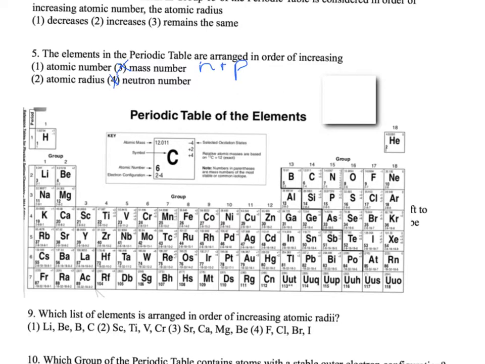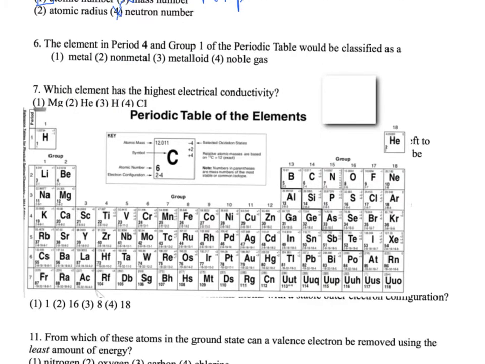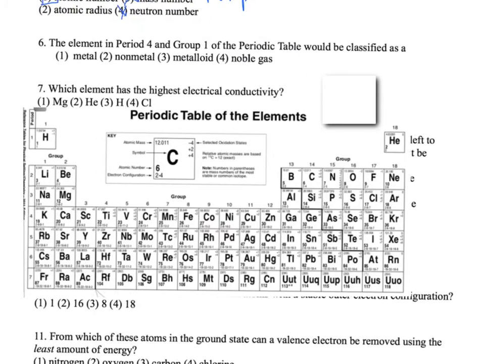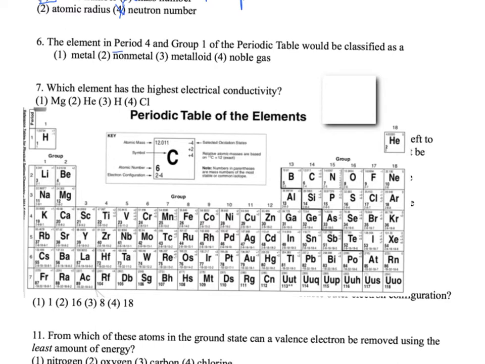So we're between atomic radius, found on reference table S, and atomic number, and we know that atomic number is how the elements are arranged on the periodic table. The next question, we're asked to evaluate an element in period 4 and group 1. So period 4, group 1. When we look on our reference table, periods are rows. So period 4, group 1, that is potassium.